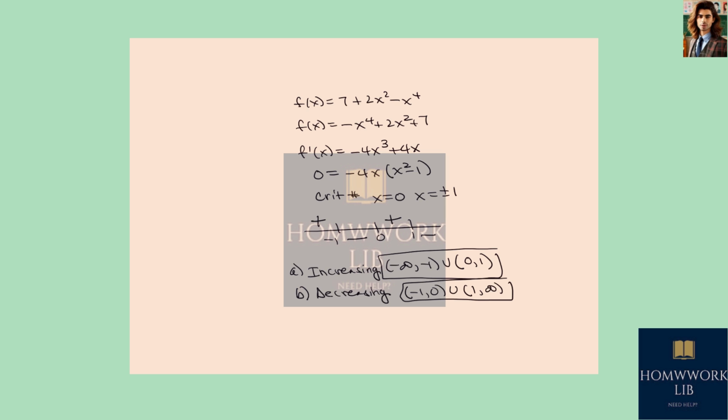Now I want to find local min and max. So the shape of my graph is going to be increasing, decreasing, increasing, decreasing. So I'm going to have local maximum at negative 1 and positive 1. And I'm going to have a local minimum at 0, and that'll be 0, 7.